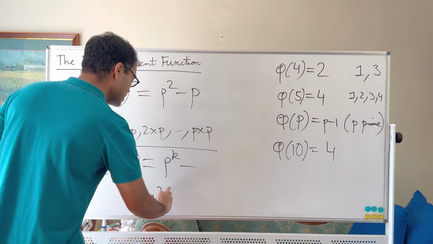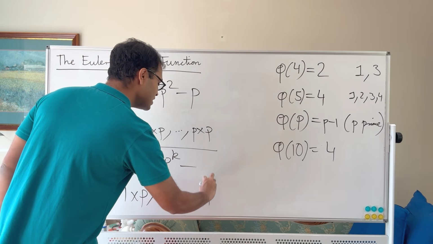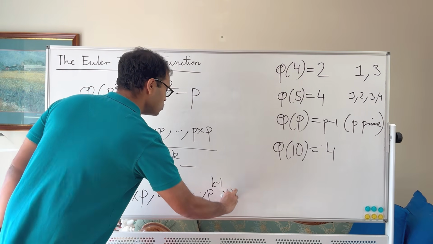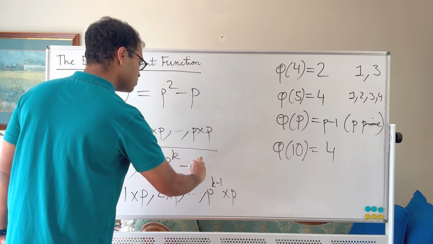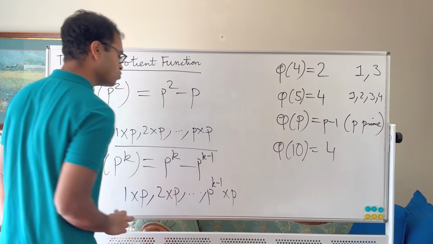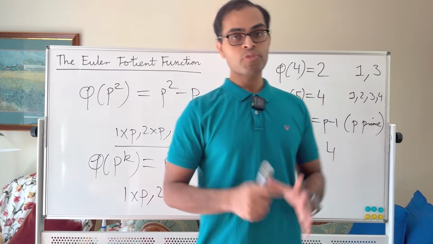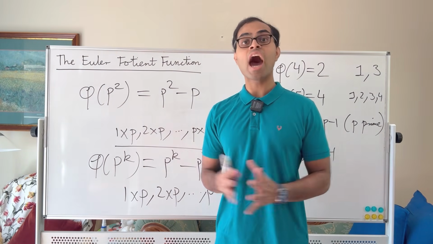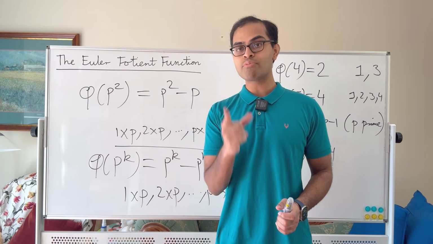So again, the same idea, we look at 1 times p, 2 times p, all the way up to p to the k minus 1 times p. Those are all the multiples of p from 1 through p to the k. So you're just going to subtract: p to the k minus p to the k minus 1. And that's a formula for the Euler totient function for prime powers. We'd like to find it for anything like 100, 1,000, just random numbers. And that's what we're going to do using the Euler product formula.